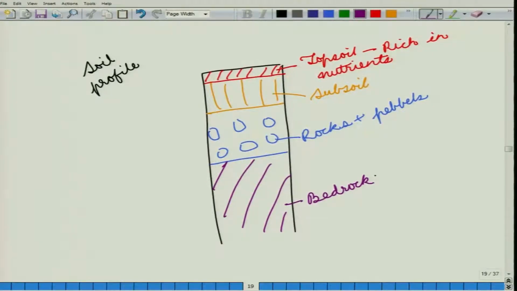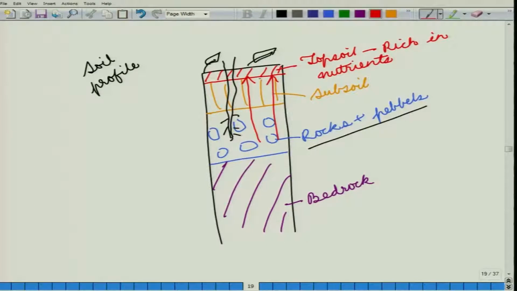Now, what your roots have done in this case is that once these roots have gone down, they have their root hairs, and they have been taking the minerals from these rocks and pebbles, and later on in the form of leaves, they are throwing it down to the topsoil. So now the nutrients have gone from your rocks and pebbles layer to the topsoil. So in this case, this topsoil beneath this canopy is very rich in nutrients.